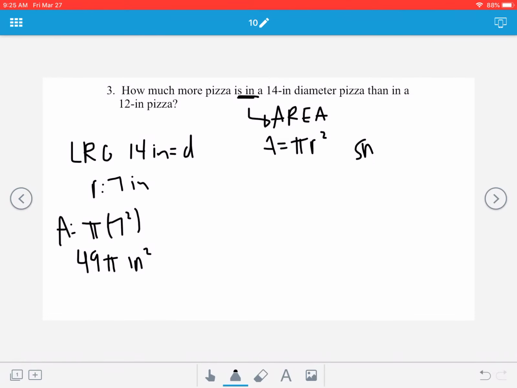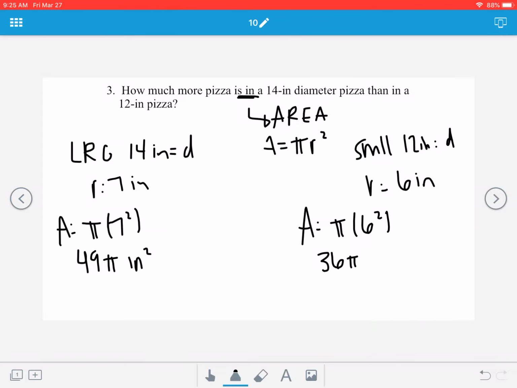And in the small pizza, we have a 12-inch diameter. So the radius there is going to be 6 inches. So then the area, pi times 6 squared, gives me 36 pi inches squared. To find out how much more, I'm looking for the difference, so I need to subtract. 49 pi minus 36 pi would be 13 pi inches squared. That would be the exact difference. If I were to put this in the calculator and round 13 pi, we get about 40.8 inches squared.